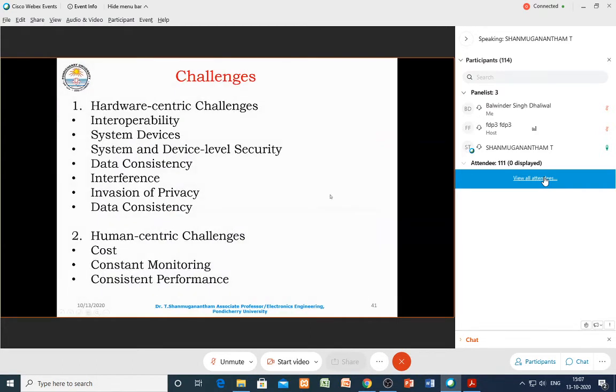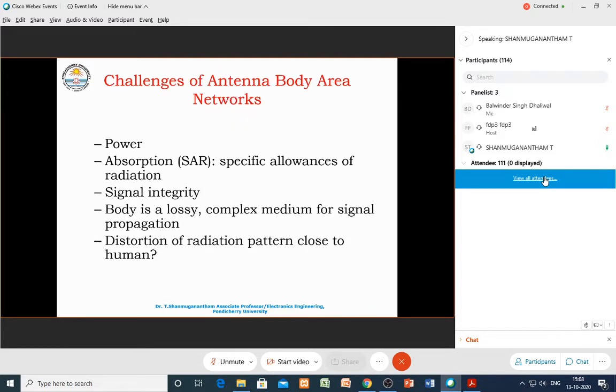And what are the challenges of particularly these flexible systems? The hardware-centric challenges: interoperability, system and device level security, data consistency and interference, as well as invasion of privacy, and human-centric challenges. One is mainly the cost, which should be reduced. As well as constant monitoring, consistent performance also has to be maintained, and power consumption, less power, is very important.